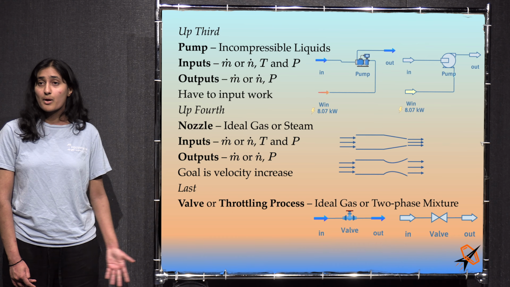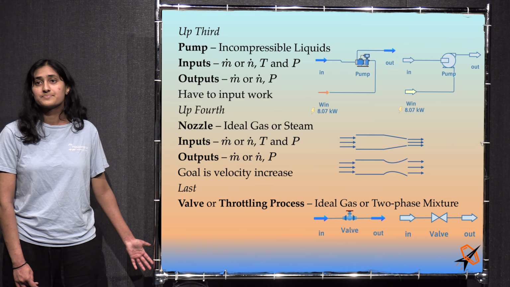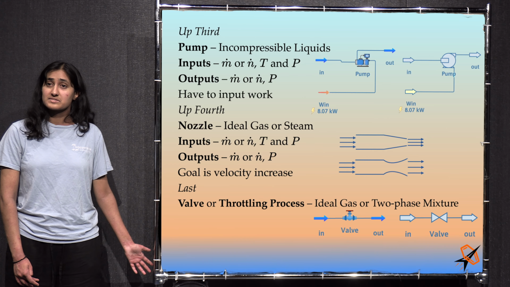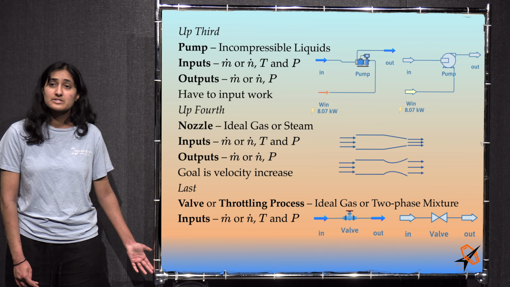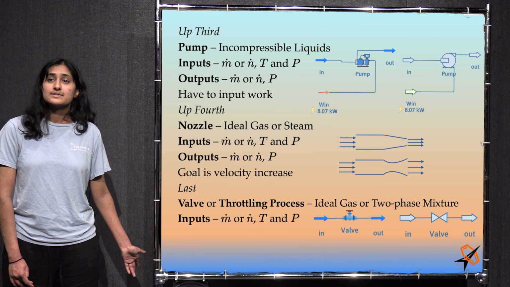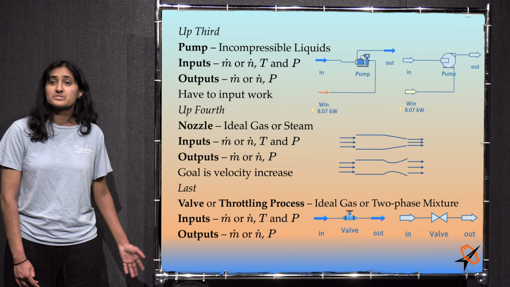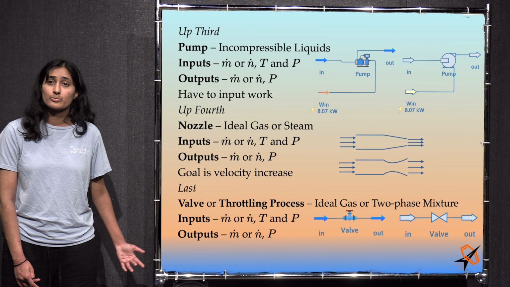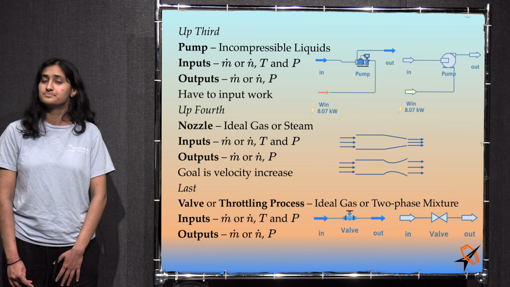Finally, we have a valve, a throttling valve, an orifice, or a similar device. These are referred to as throttling processes. In a throttling process, you typically specify an inlet mass or mole flow rate, an inlet temperature, and an inlet pressure. The outlet, you typically specify an outlet flow rate, which should be the same as the inlet, and the outlet pressure, which is substantially lower than the inlet pressure.